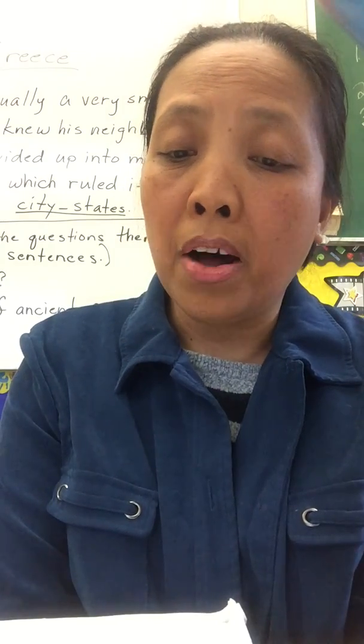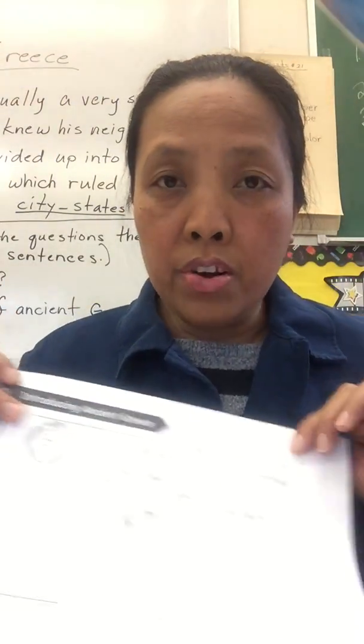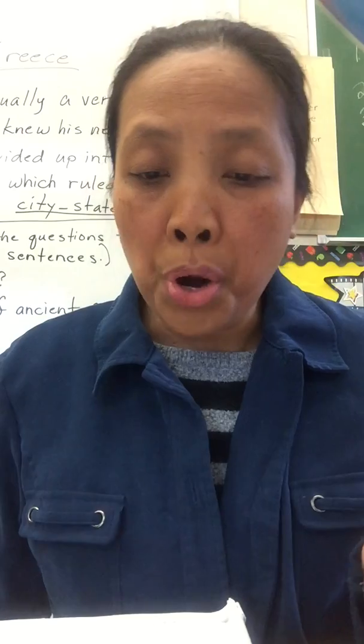We're going to learn about two of those city-states named Athens and Sparta. Have you heard of Athens and Sparta? Okay, those are city-states in Greece before. Now, if you look at your map, you can find Athens and Sparta in your map, okay? So take a look at it. Athens and Sparta. People that live in Athens are Athenians, and Spartans are the people that live in Sparta.